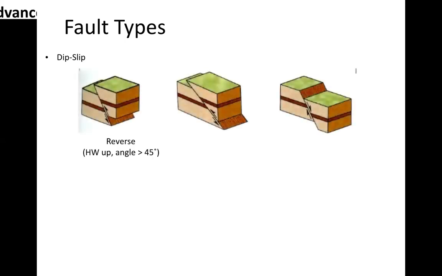So fault types refer to the relative motion which has occurred. Dip slip refers to vertical motion. There are three primary types. Reverse indicates hanging wall up. So once again, the block that lies above the fault plane has moved up relative to the footwall, which lies below the fault plane. And reverse faults are at an angle of 45 degrees or more. A thrust fault is the same as a reverse fault with hanging wall up motion, but at a shallower angle, typically less than 45 degrees.